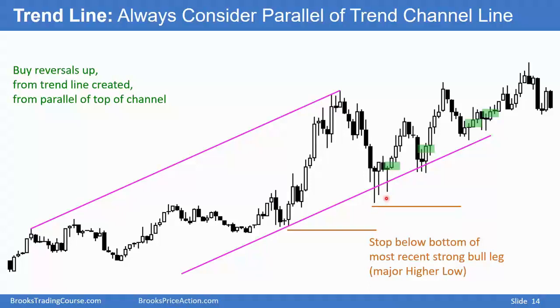If you buy here, you have a micro double bottom, reasonable to put a stop here. However, it's also reasonable to put a stop below here. This is a major higher low. It's a low that had a reversal up to a new high, and the reversal up was strong. Again, if you use the tighter stop, you lose less, but you lose more often. And if you use the wider stop, you lose more when you do lose, but you lose less often. Both are reasonable, and therefore using either one is okay.